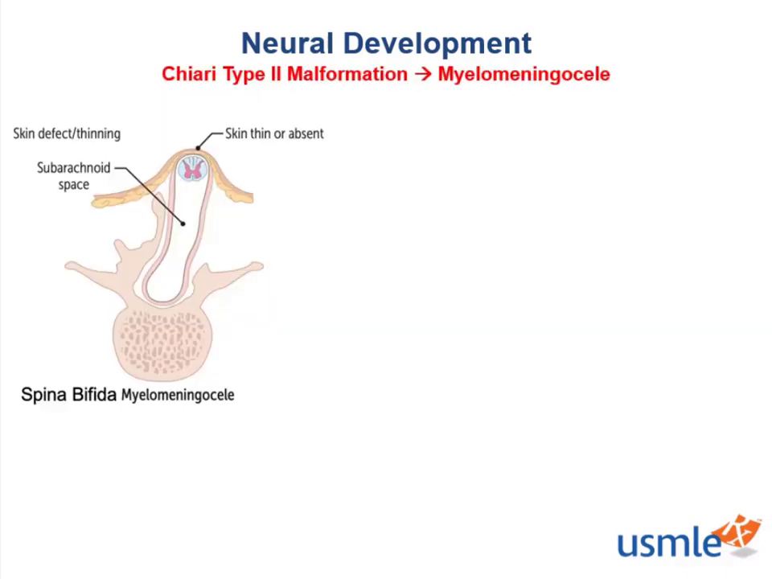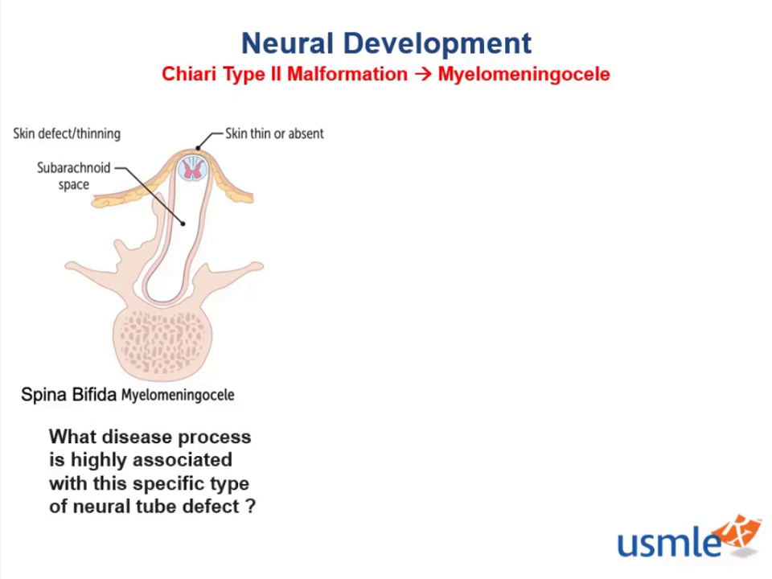Let's cover another high-yield association with neural tube defects. Pictured on the slide is a form of spina bifida, a myelomeningocele. My question to you is, what disease process is highly associated with this type of neural tube defect, that is, a myelomeningocele?